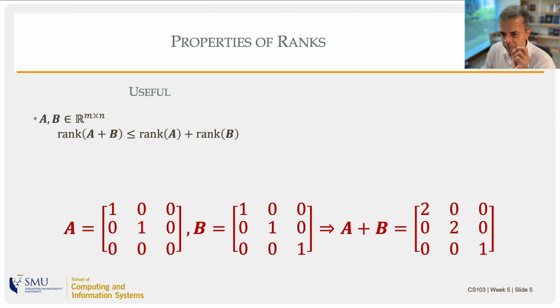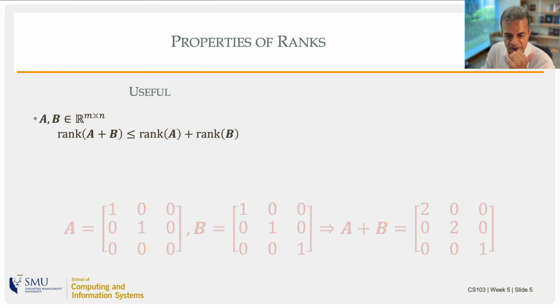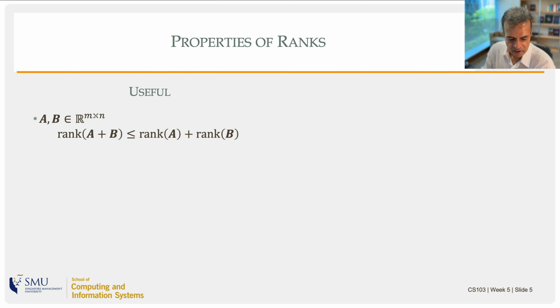A plus B is going to be a matrix that has 2, 2, and 1 along the diagonal and zeros everywhere else. But what's the rank of this matrix? The 3 rows and 3 columns are linearly independent, so the rank is 3. So on the left-hand side, you have 3. On the right-hand side, you have 2 plus 3, 5. And 3 is, of course, less than or equal to 5. So that is the illustration. And I just wanted you to get this idea clear in your mind that it is actually true.